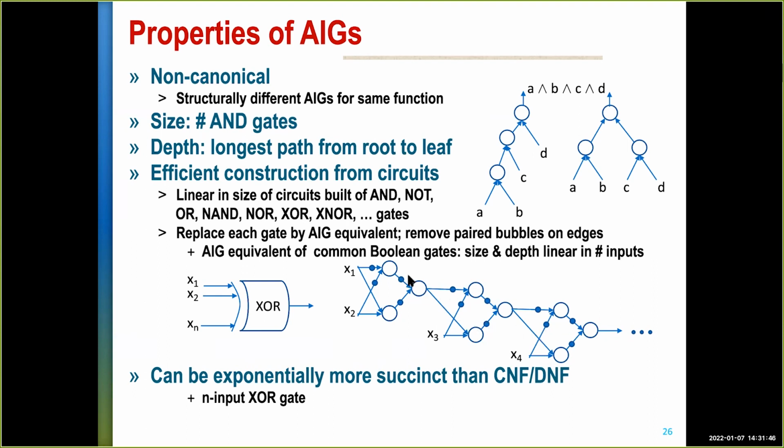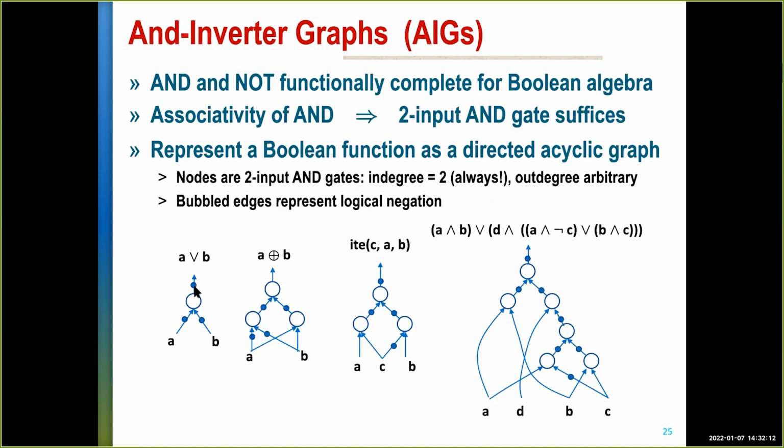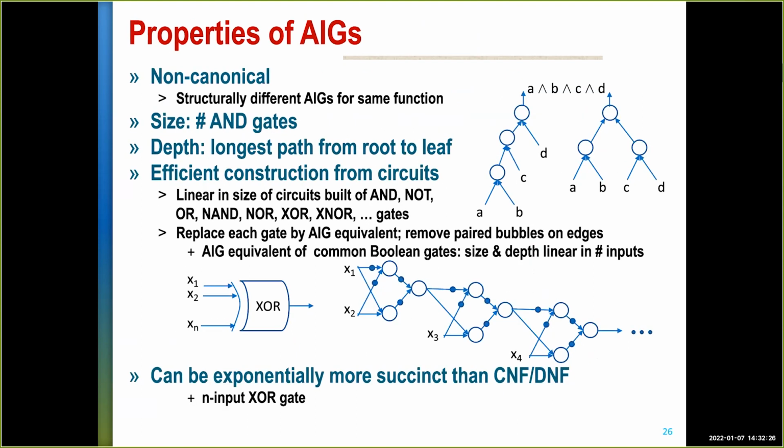So I can replace each gate. Basically, I can build my circuit in terms of AND, NOT, OR, NAND, XOR, whatever gates, and then I can just syntactically replace each gate by the corresponding AIG equivalent. Whenever I do so, I might sometimes end up in a situation where I have two bubbles along an edge. Maybe there was a bubble coming out from the output of a gate, and there's another gate that I'm coupling up with this, so that bubble is there on the input of that gate. So of course, if an edge has two bubbles, you can just remove both the bubbles, right? The bubbles are inversions. So two inversions is the same as no inversion.